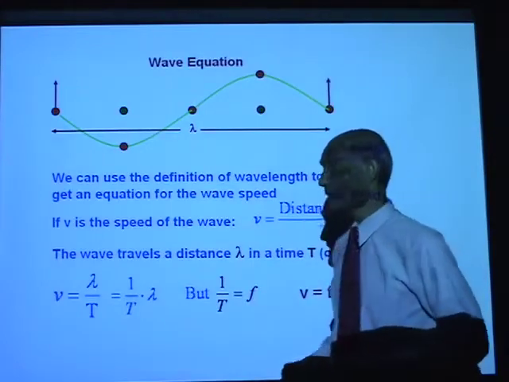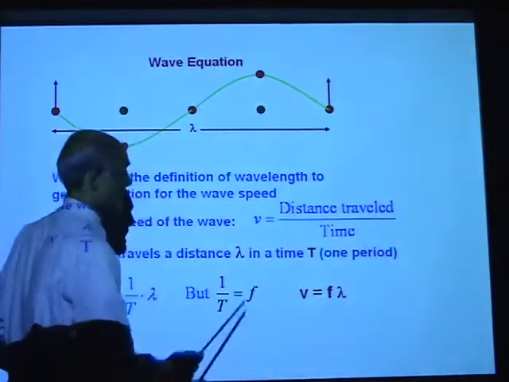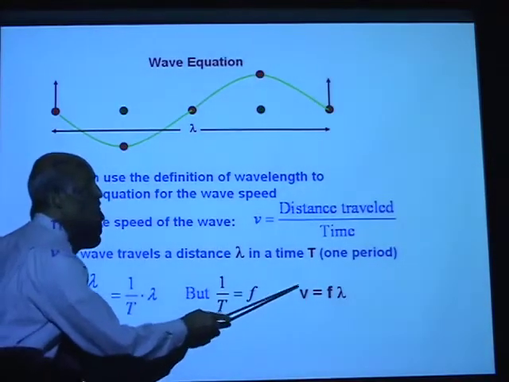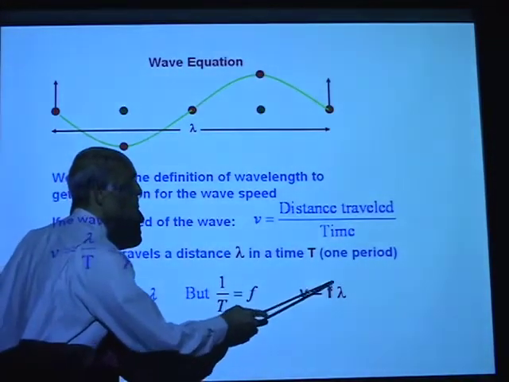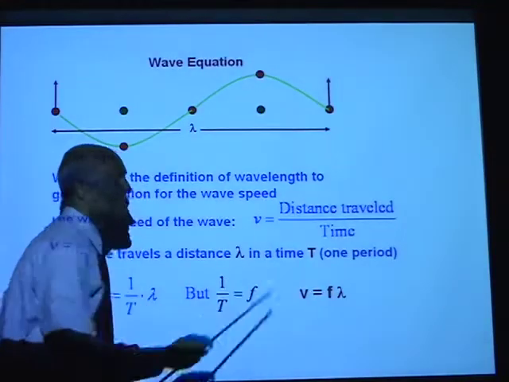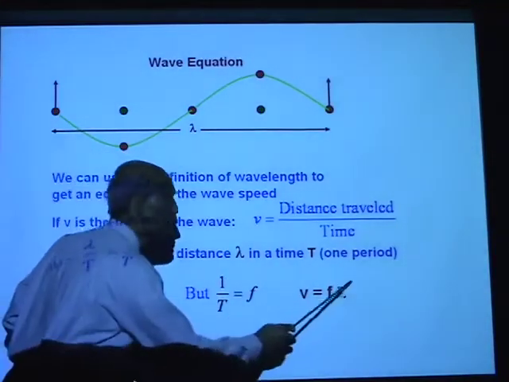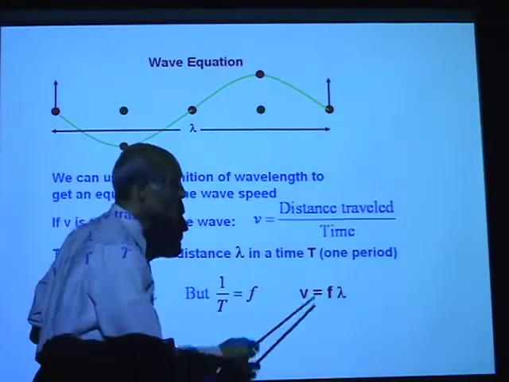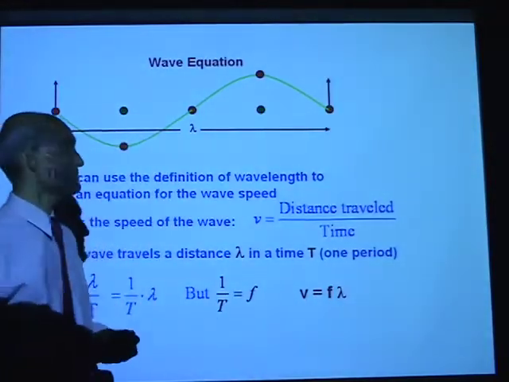And so, what is our wave equation? Our wave equation, such a beautiful equation, says v, the wave speed, equals frequency of the wave times wavelength. A very important equation. You can never forget that. v equals f lambda.